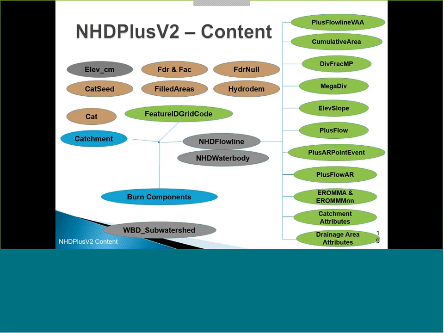In this picture, the brown ovals are raster data sets. The blue are vector data sets. The purple are the original snapshots of NHD, WBD, and NED. And the green are attributes. You can see we have tons and tons of attributes.